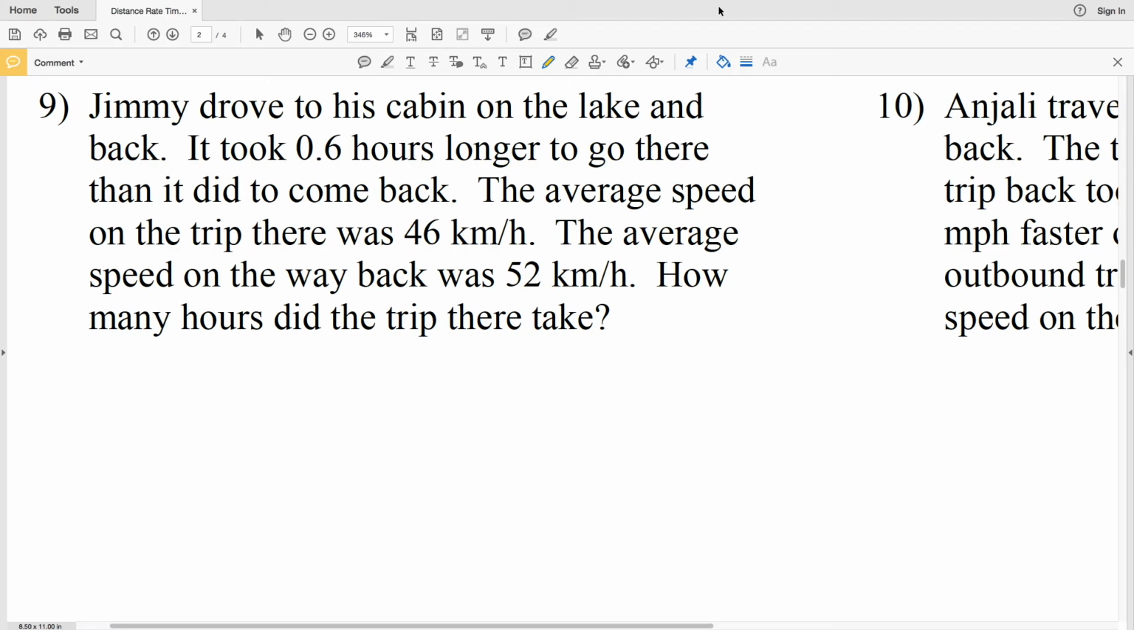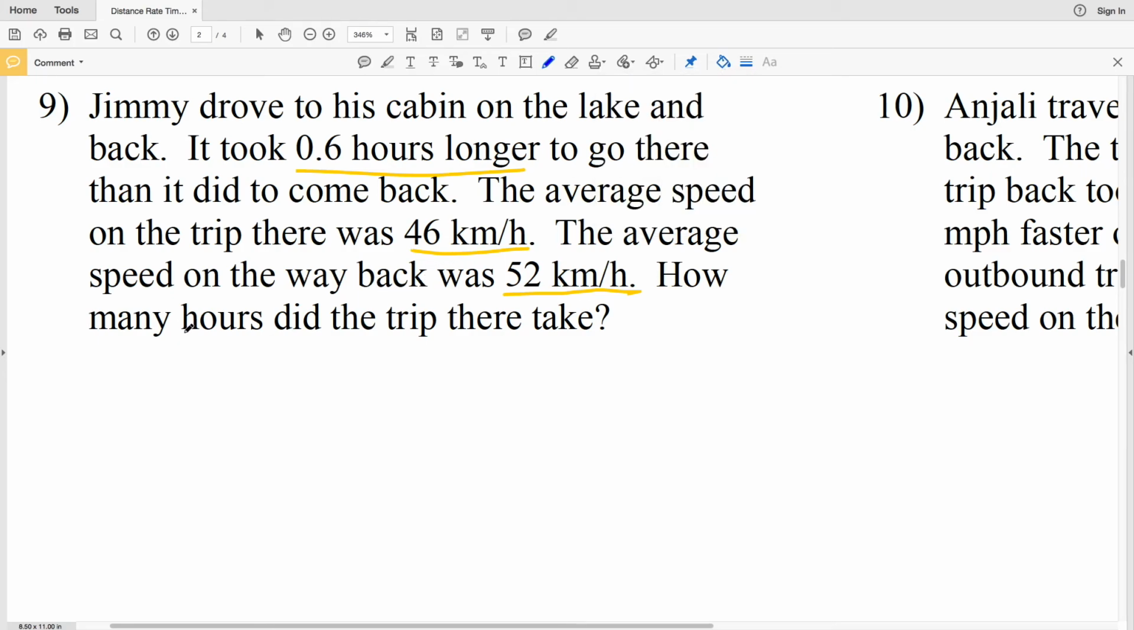Picking up where we left off, number 9. Jimmy drove to his cabin on the lake and back. So the distance there will be equal to the distance back. It took 0.6 hours longer to go there than it did to come back. The average speed on the trip there was 46 kilometers per hour. The average speed on the way back was 52 kilometers per hour. How many hours did the trip there take?